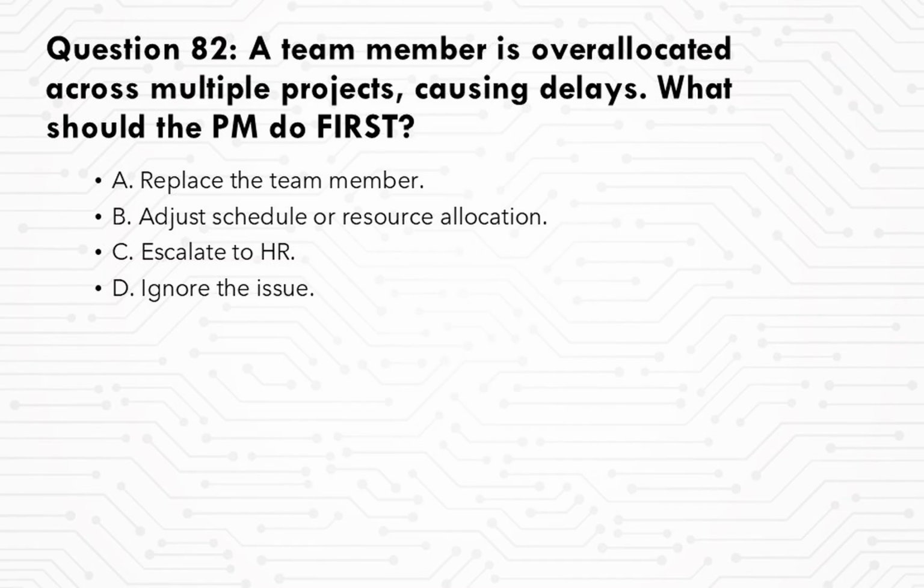What should the PM do first? A. Replace the team member. B. Adjust schedule or resource allocation. C. Escalate to HR. D. Ignore the issue. Answer: B. Resource conflicts should be resolved through planning adjustments first.